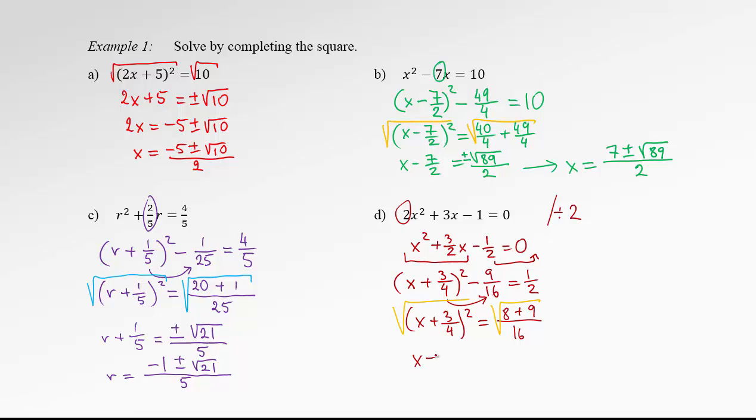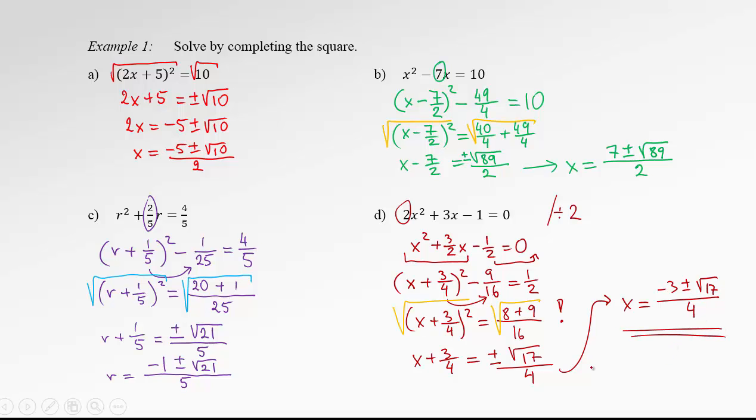So here we have x plus 3/4. Over there, remember, two possibilities, plus or minus, and then it is the square root of 17 over the square root of 16, which is 4. Finally, x is equal, with common denominator 4, let's move this positive 3 to the left. It will become negative 3 plus minus root 17, and we're happy. We're done.